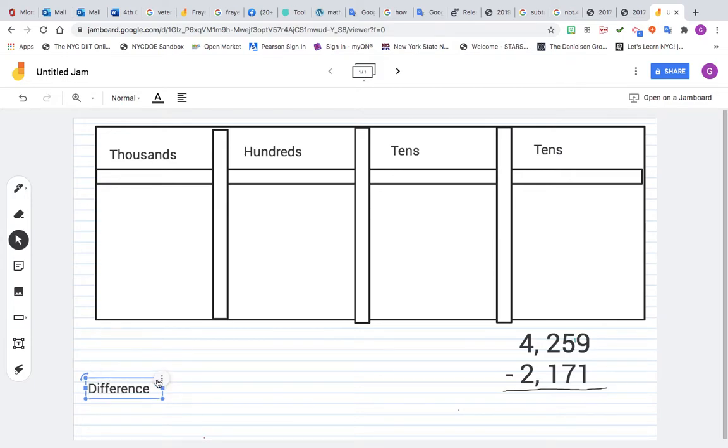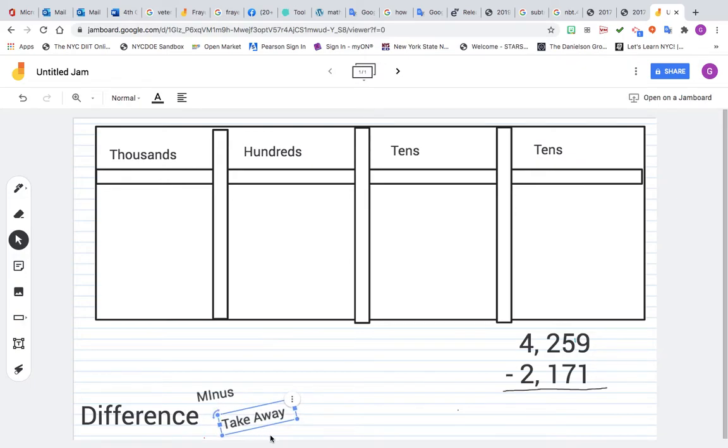The first word is difference. Difference is what we will get once we are done subtracting a word problem, or in other words, once we're done taking away, or once we're done minusing. So I'm going to put some keywords here. Another keyword for difference is minus. Another way for you to understand what it means to get the difference is to take away.